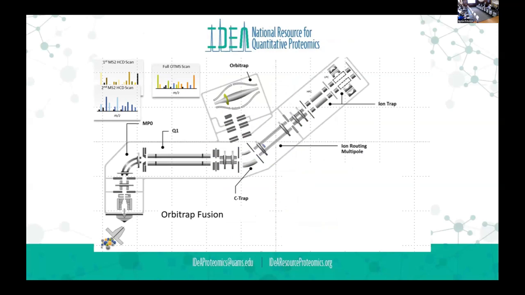This is just an image of the Orbitrap, a Fusion, and I just show this to make sense of the next slide. I'm going to talk about fill times and scan times. In the Orbitrap, you're able to collect and hold on to ions before they go into the Orbitrap, so it's a way of bucketing ions while you're scanning. You can store ions.